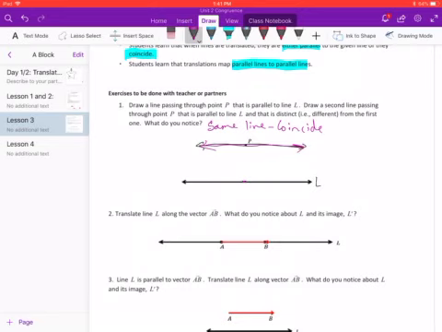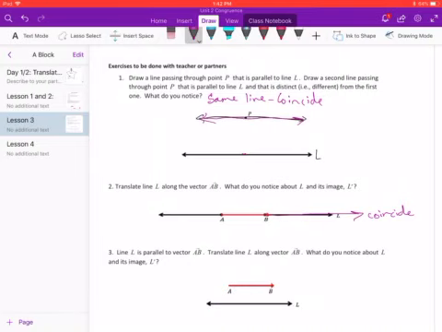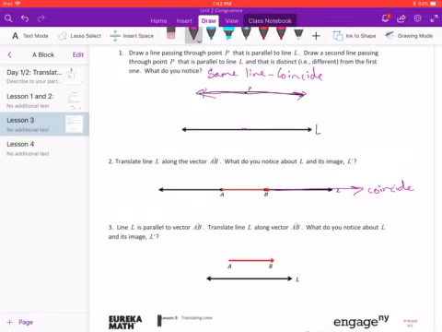Now it says translate L along the vector AB. What do you notice? Well, here's line L. I want to move it along AB. So I'm going to make a copy of this, and I'm going to move it this way. And what I notice is it coincides. It's not a different line. Lines go on and on forever in both directions. So this is the same line as long as the vector goes along the line. Okay? Line L down here is parallel to vector AB. Translate line L along vector AB.